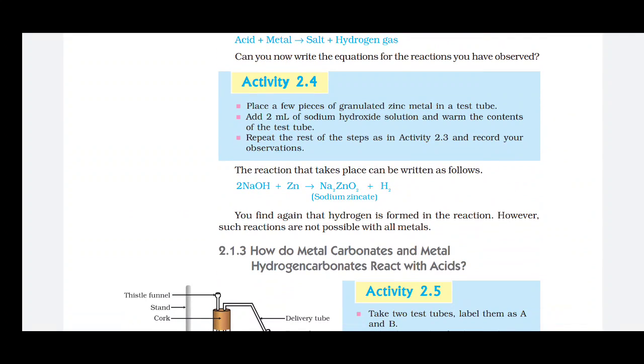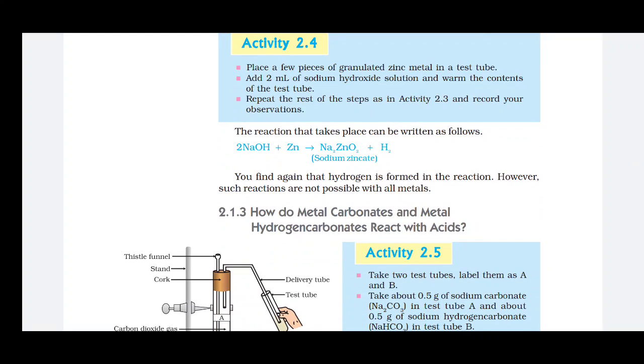Now in the same way, metals react with bases also to release hydrogen gas. Here we are taking a base as NaOH. You can see the equation: NaOH plus Zn reacts and gives Na2ZnO2. This chemical formula is very important. Na2ZnO2 is sodium zincate, and you will get hydrogen gas.